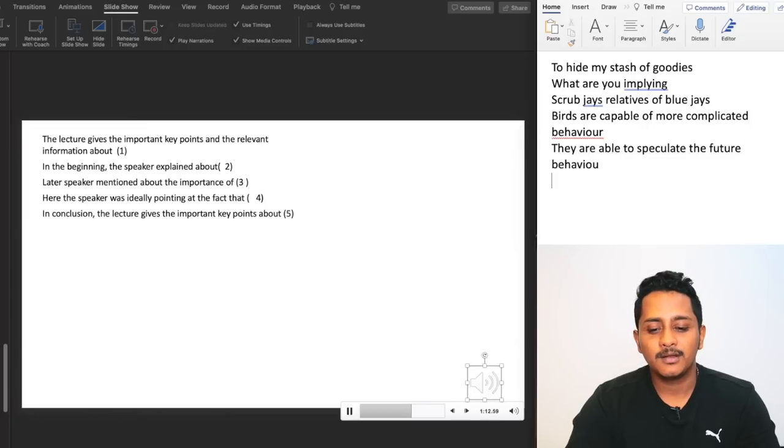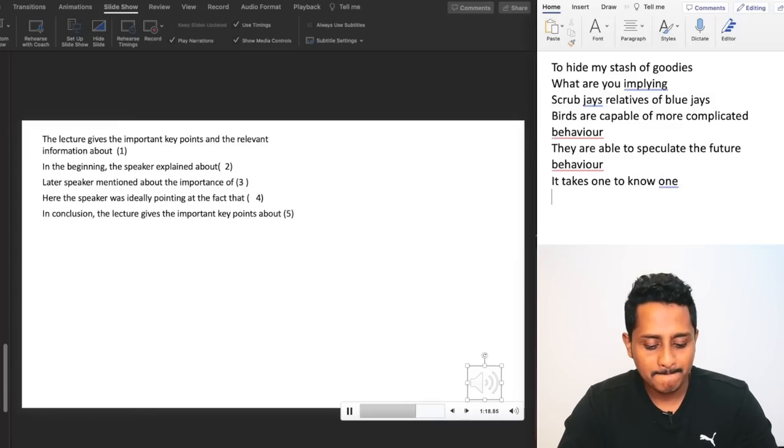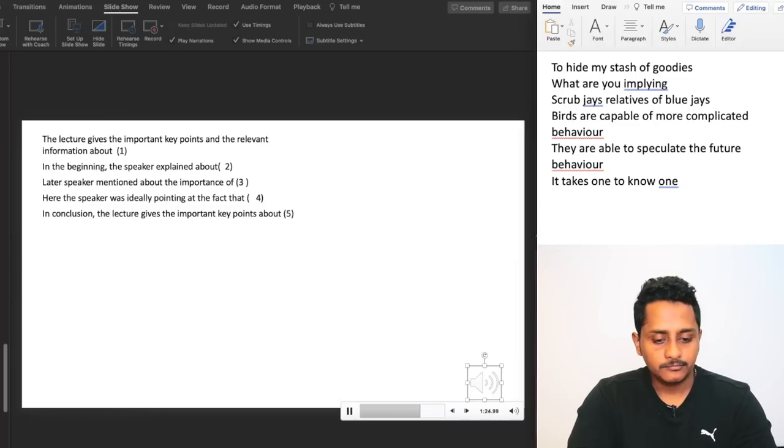future. It takes one to know one. It takes one to know one. In fact, scientists allowed some scrub jays to dig up another jay's food after seeing where it was buried. The birds allowed to steal were more likely to rebury their own food later.